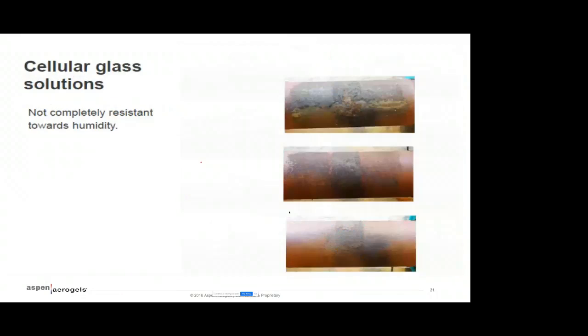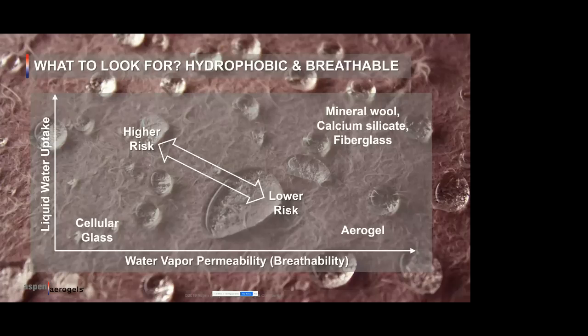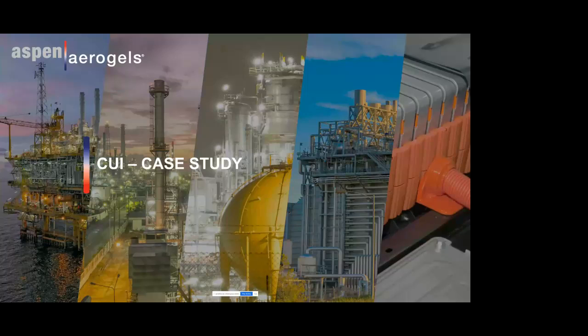demonstrating low corrosion rates. If we look at where the corrosion rates are and where the risks are, basically where you've got mineral wools and so forth, the water uptake is higher, so the corrosion rate is higher. Where you've got the likes of cellular glass, the water uptake is very low because it's glass, but they're not vapor permeable, so corrosion rates are higher. And Aerogel really gives you both. It gives you low water uptake and also very good breathability, so the corrosion rates are much lower.